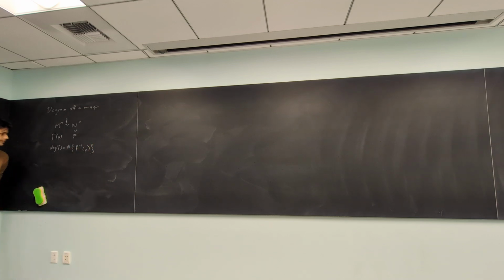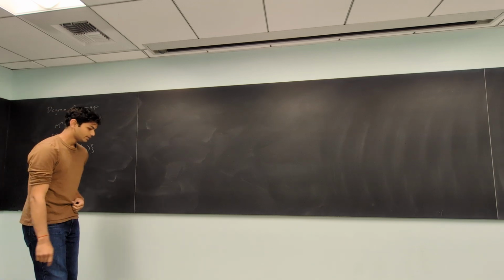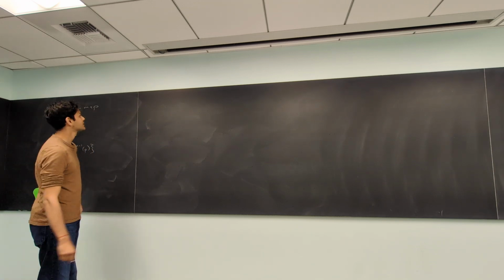So it's saying, look at the preimage of a point and count how many points there are in the preimage, and that's the degree of your map. So maybe if you haven't seen very many interesting maps, it would be useful to point out why this is an interesting object. So let me give you some cool maps.